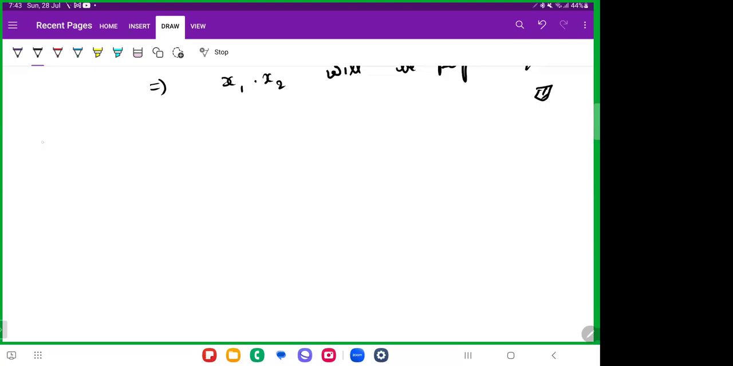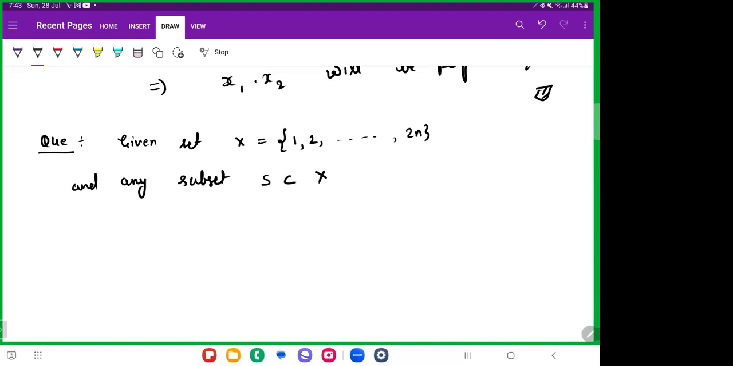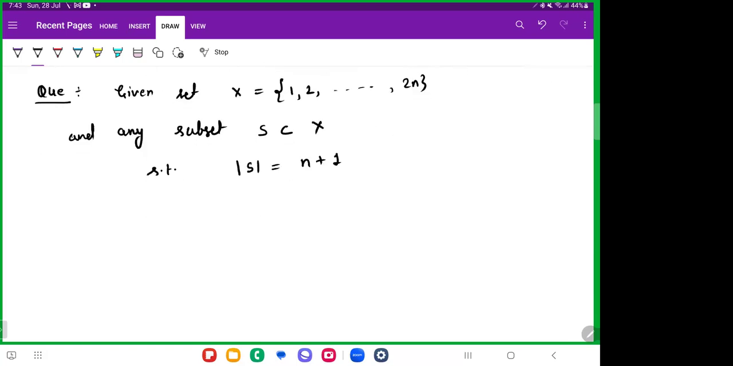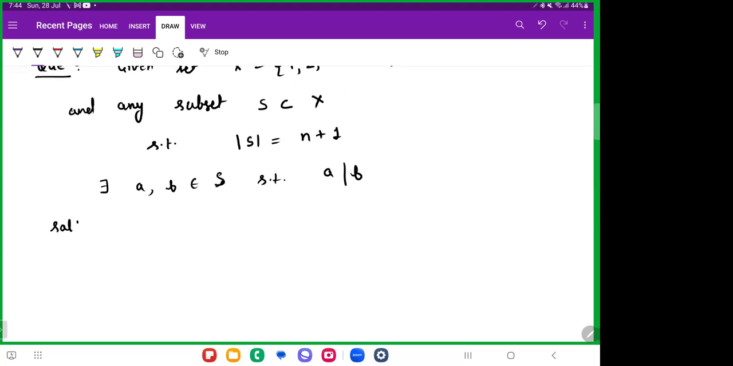Given the question: given the set X equals 1, 2, 4, ..., 2n, and any subset S of X such that the cardinality of S is n plus 1, then what we need to show is that there exist A, B in S such that A divides B. Solution. So anyone, any idea?